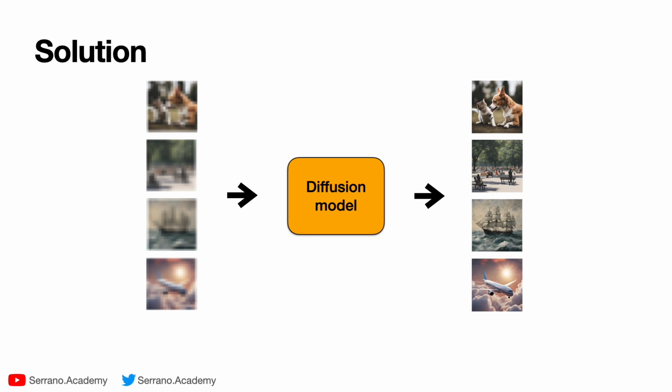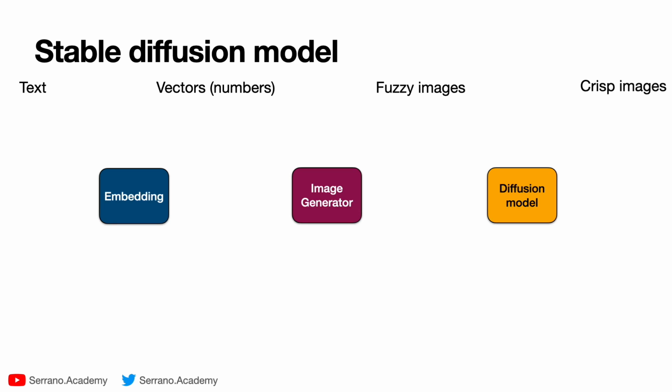And believe it or not, that is the solution. When we apply these diffusion models, and you can apply them many times, you will go from the rough images on the left to the pretty sharp, good-looking images on the right. And that is the big picture of a stable diffusion model.